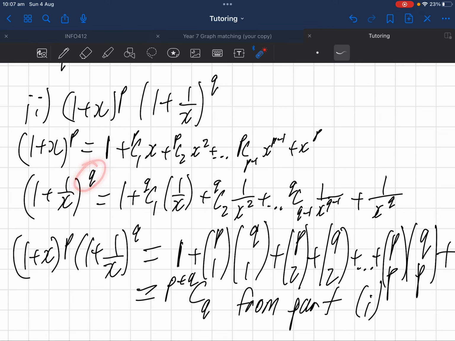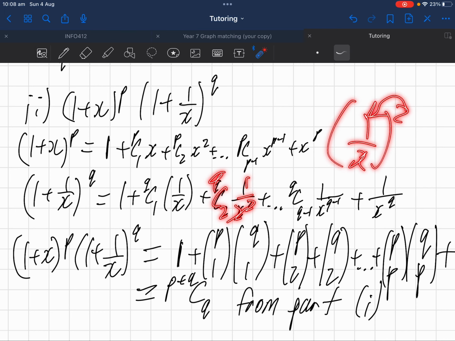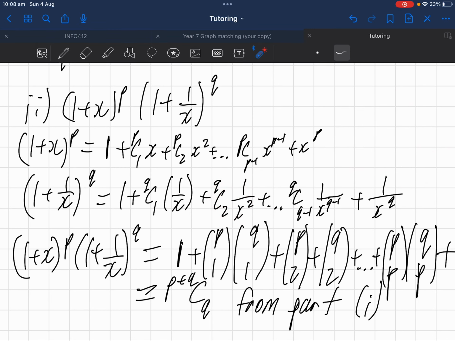Then you have this bit, which is a very similar expression. It's just that there's a q now, and there's a 1 on x instead of an x. So the 1s are still going to go away. You're going to start with the 1, then it's q choose 1, so 1 on x to the power of 1, which is just that. Q choose 2, 1 on x to the power of 2. The 2 just goes on the 1, so it's just 1, and then it goes on the square. That's how you get to just that.